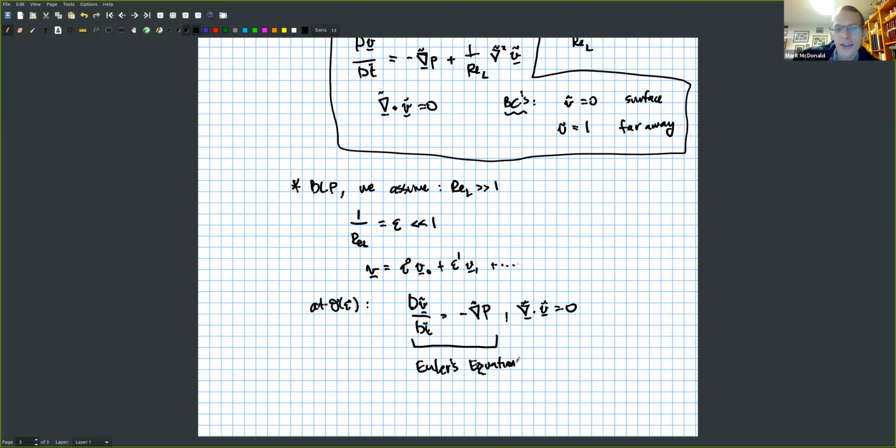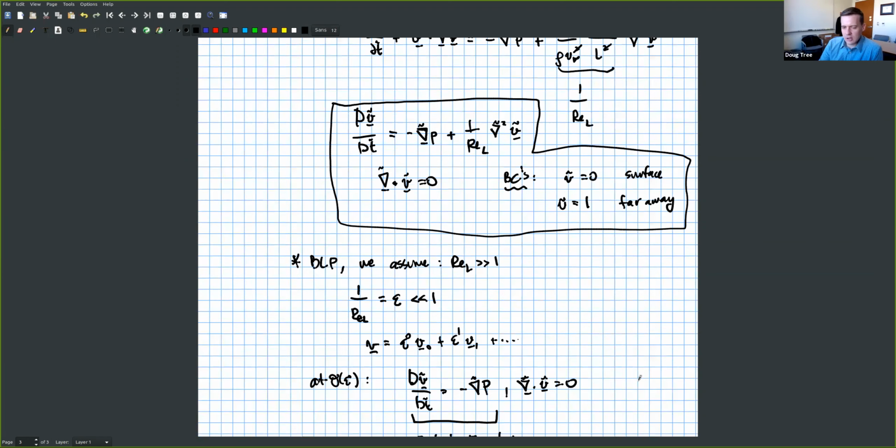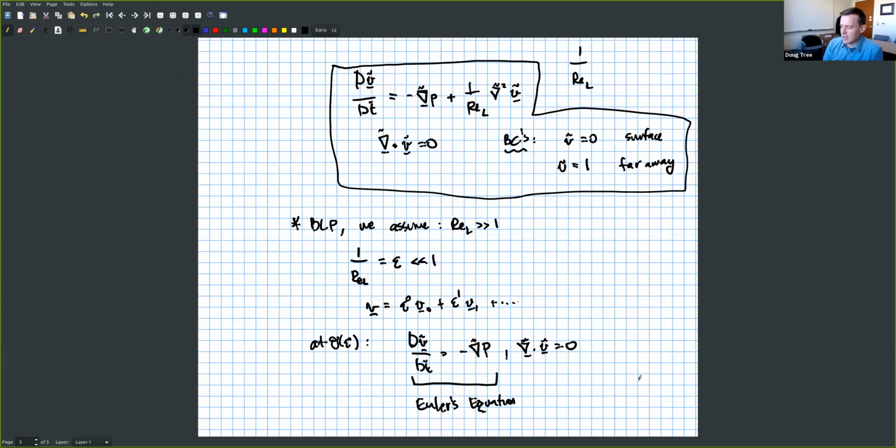It's singular, that's right. So can you explain to us why it's singular, Mark? The second derivative went away. Yeah, the second derivative went away. It's actually a lot like our problem that we did before, right? We had a convection part and a diffusion part, and here our diffusion part went away, right?